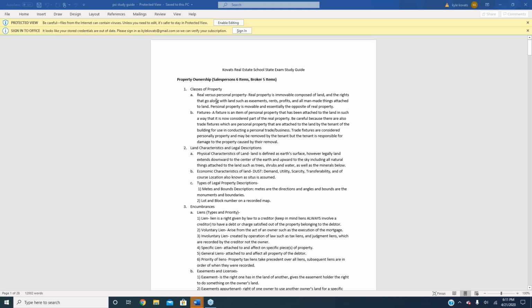All right. So real versus personal property we just talked about. Next here, B, fixtures. So as far as fixtures are concerned, fixtures are part of the real property. So what are fixtures? Fixtures are attached to the real property in such a manner it would cause considerable damage if they were to be removed.